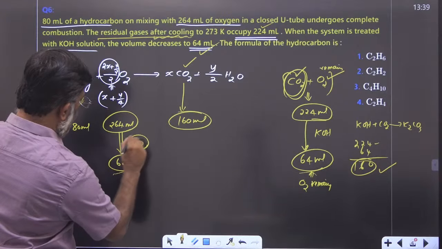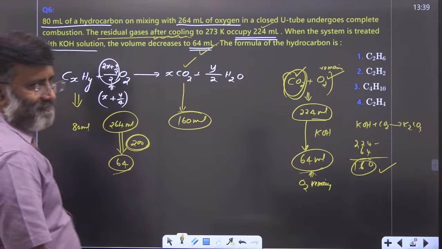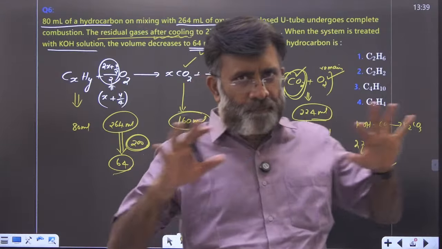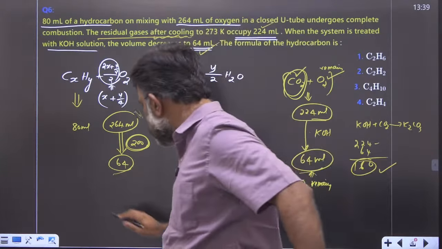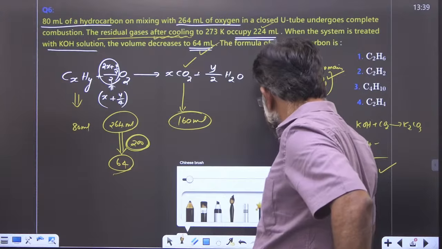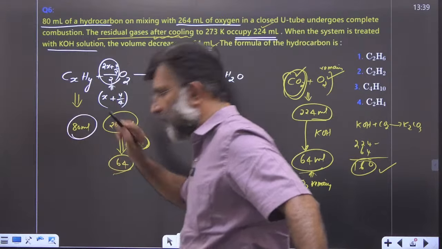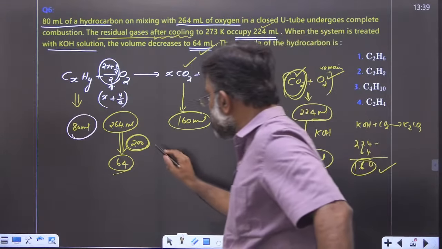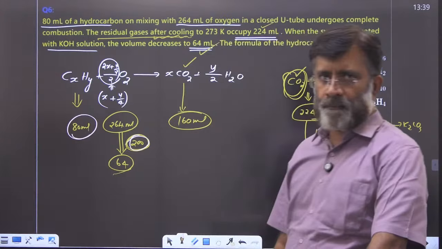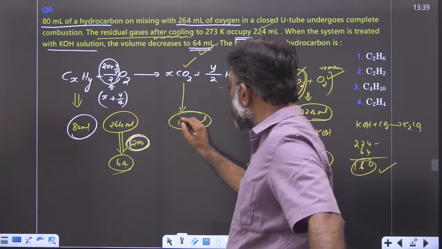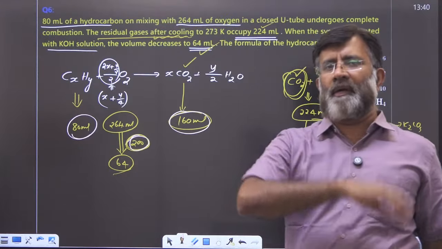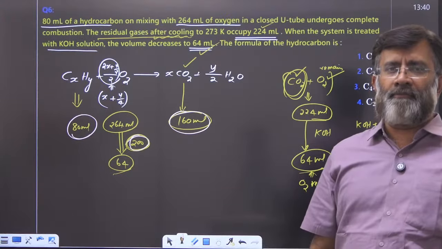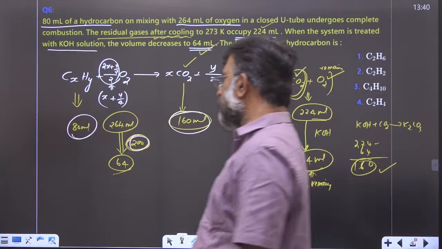200 is oxygen consumed, right? So we get a picture. The hydrocarbon consumed 80 ml, oxygen consumed 200 ml, and carbon dioxide formed 160 ml. Now we can go for the eudiometric concept of applying a formula or finding the formula.